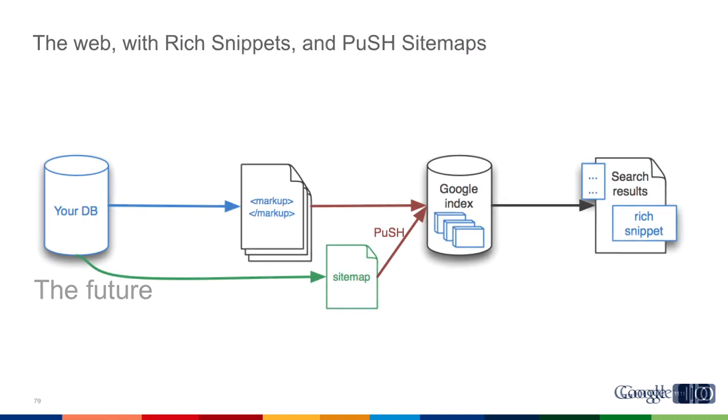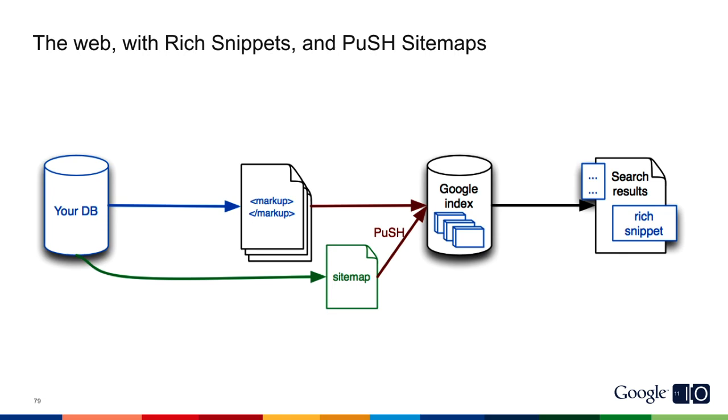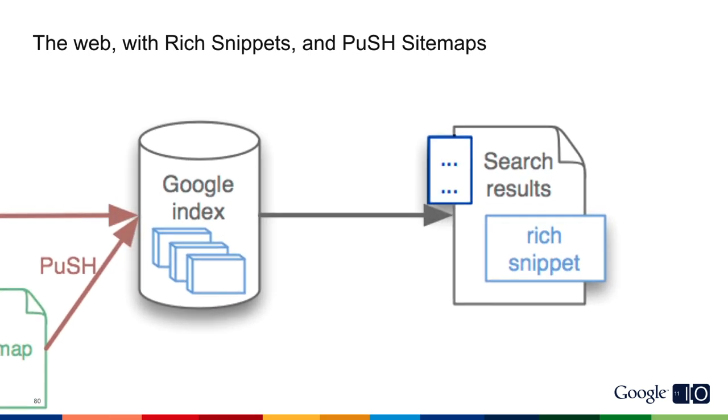All right, so let's talk a little bit about the future. What's next? So this is us with rich snippets and PubSubHubbub sitemaps. We've got a database-backed website that pushes to the content of our pages. And that markup is also structured so that those entities are identified on those pages. The database also updates a sitemap so Google knows what our content is and when it changes. And then we've got this cool stuff over in the search engine results page.